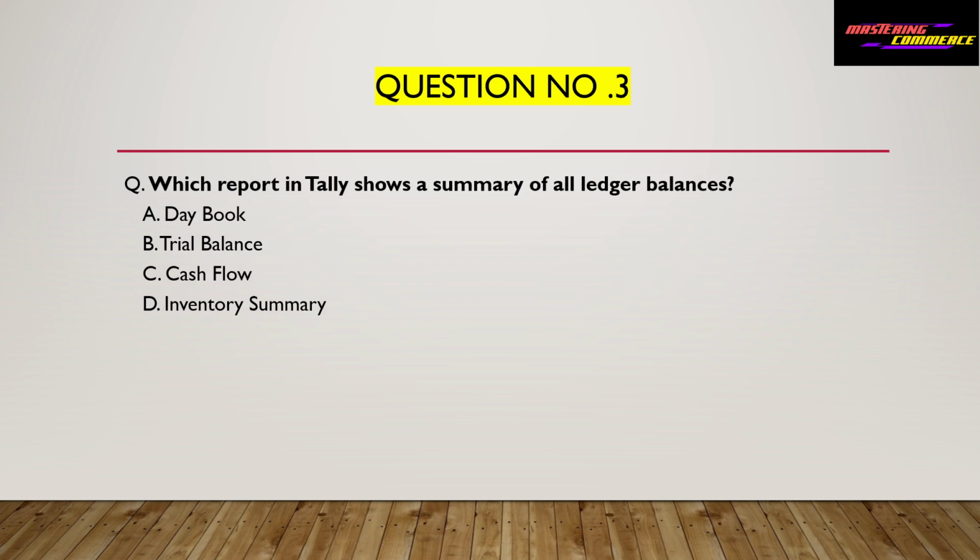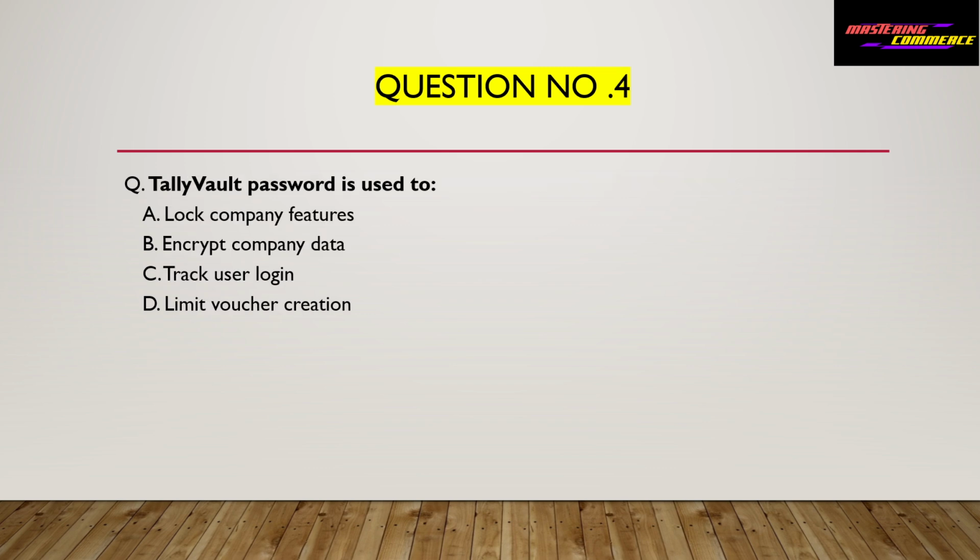Next question is: which report in Tally shows a summary of all ledger balances? Daybook, trial balance, cash flow, inventory summary. So here the correct answer is B, trial balance. Next question is: Tally Vault password is used to lock company features, encrypt company data, track user login, or limit voucher creation. So here the correct answer is encrypt company data. B is the correct answer.